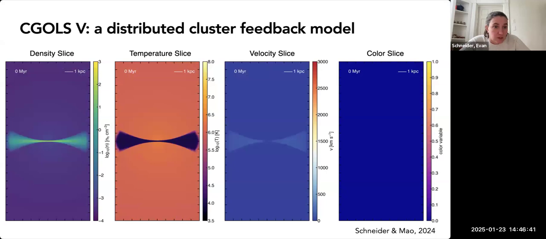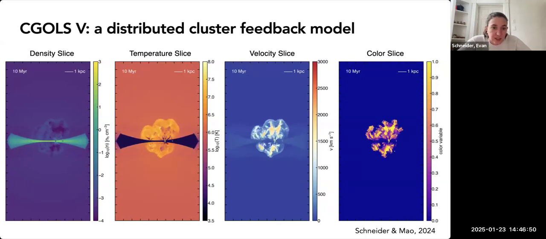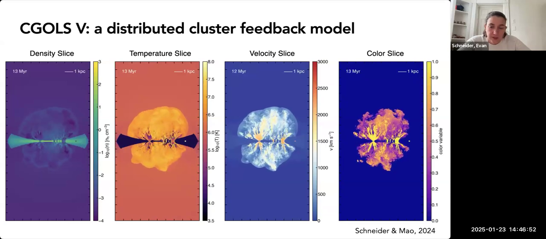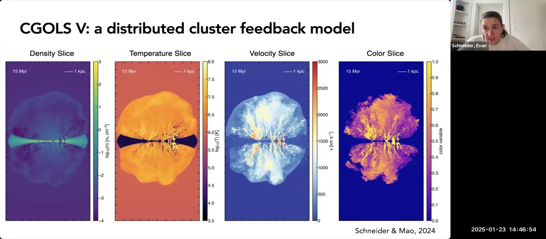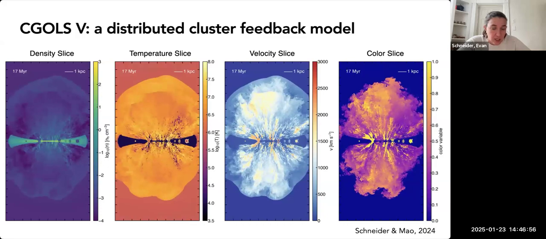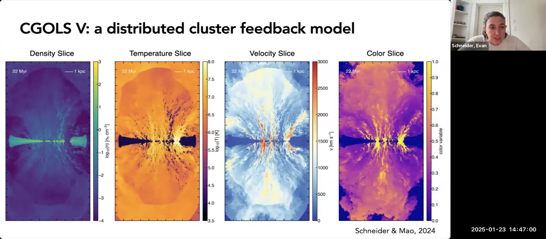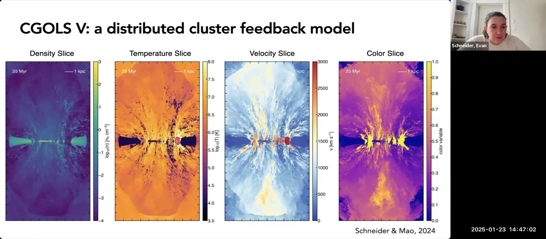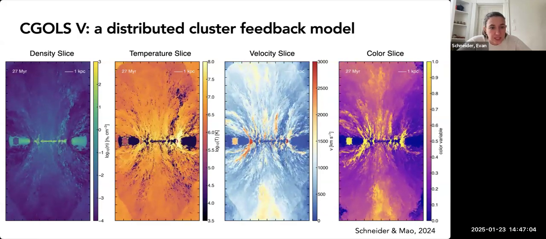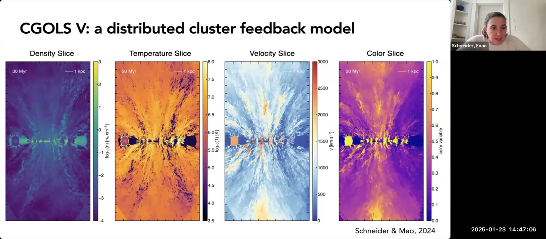So these are also movies that I can play. And as you watch them, you'll get a sense for how this outflow develops. I'll say that, qualitatively, this simulation is very similar to the central burst, and it's only quantitatively that we see differences. So over the course of 20 million years or so, this thing develops, and as you can see, it develops this characteristic structure.